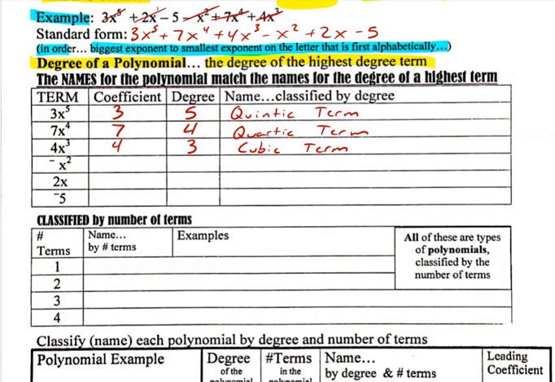The next one, a negative x squared. There's that imaginary 1 in front. So my coefficient is actually a negative 1. The degree will be a 2. And we call this a quadratic term. The second to last one, 2x. The coefficient is a 2. My degree is that imaginary 1 on top, so it's a 1. This is linear. No exponent on the variable, you use 1. It is degree 1.